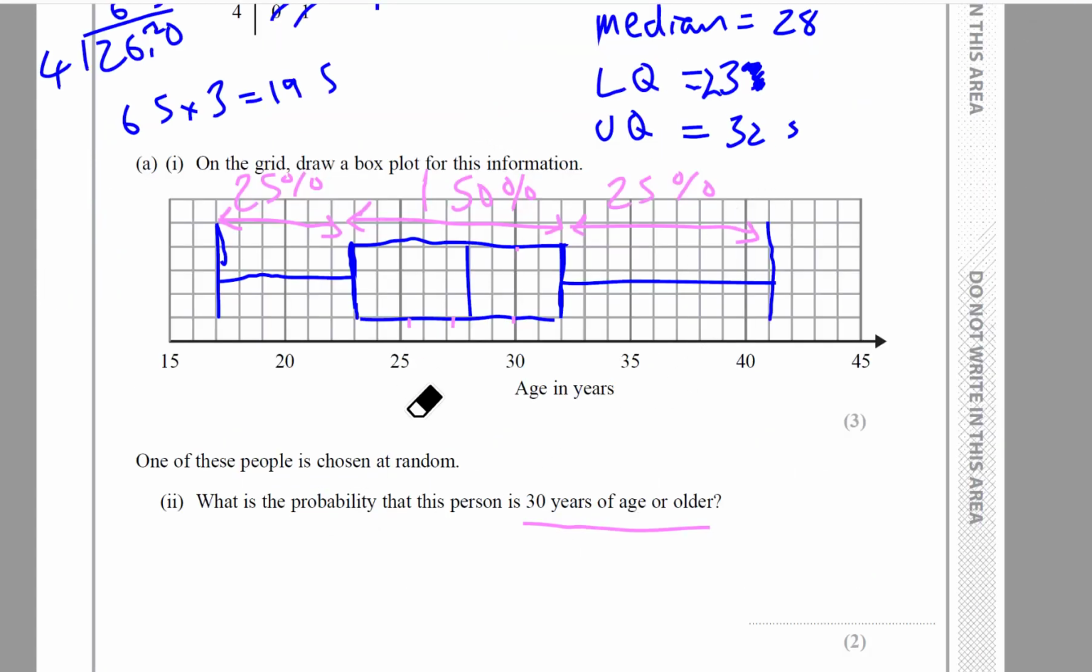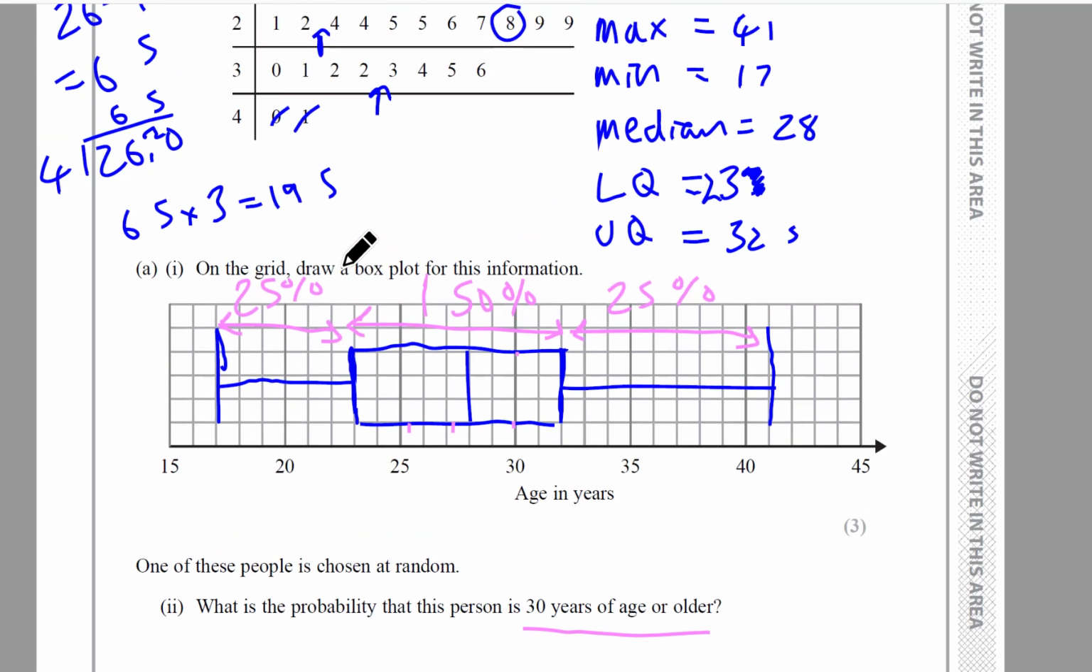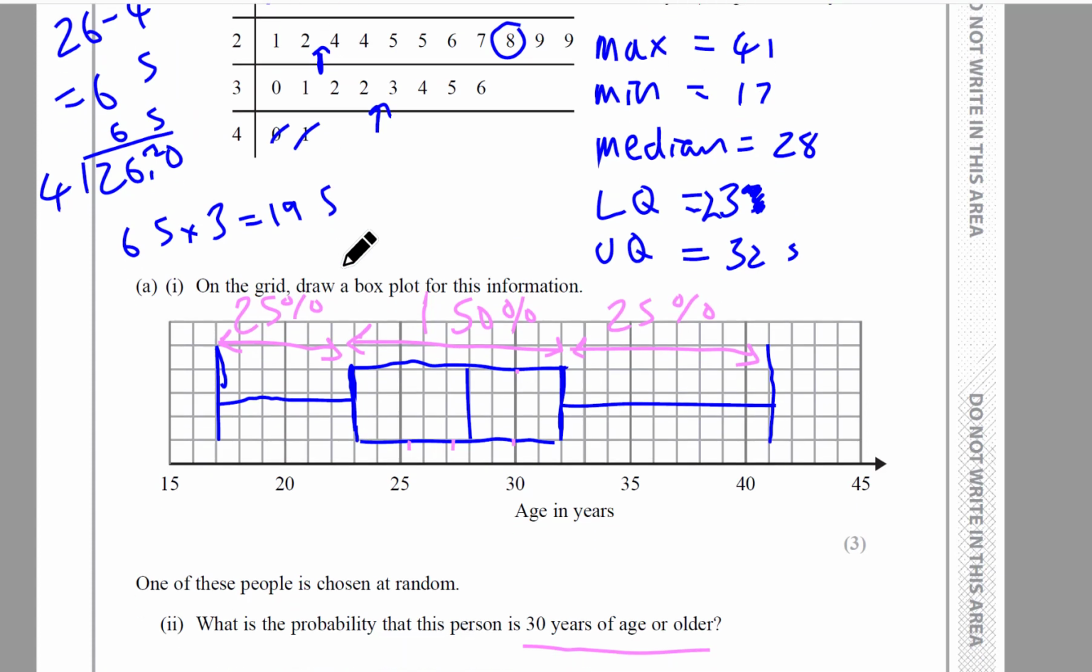So, what is the probability that this person is 30 years of age or older? Because when one of these people are chosen at random. Now, if you had just had the box plot on its own, you would have to work out based on what a box plot means, and the upper quartile from here to here means 25%. This box represents 50% of the people, and this represents 25%. But you've got to remember, you've got this information.